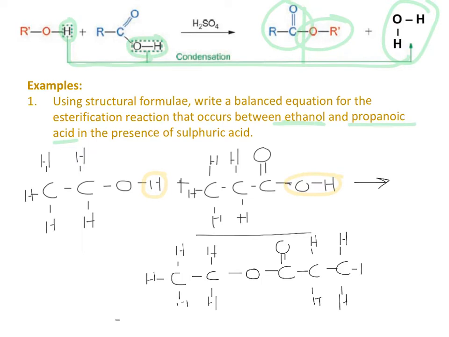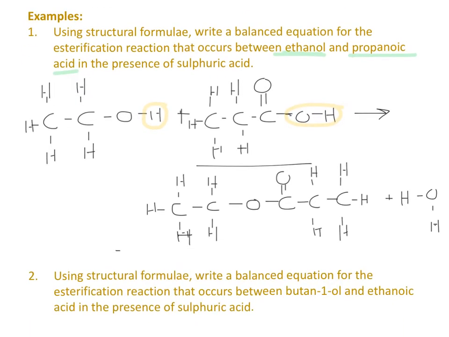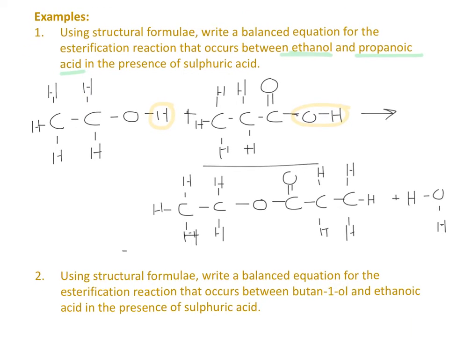But of course we're not done because we will always create water. That is a structural formula. It is naturally balanced. You don't need to do anything to balance it. If they then asked you what the name of the organic compound is, you wouldn't even have to draw it to get the name because it would be ethyl propanoate.